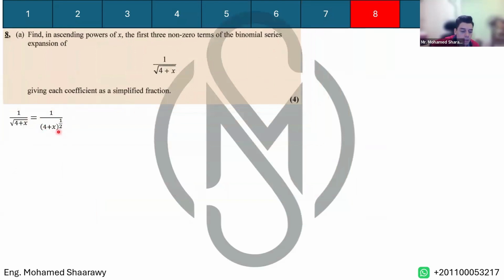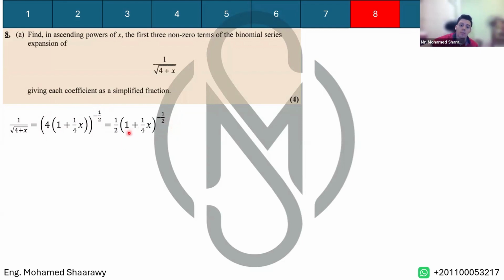So I can write this like that first, and this is our negative half because I turned it upside down. Let me take 4 common factors and then expand the power here and there. 4 power negative half and 1 plus 1 over 4x power negative half also. 4 power negative half is actually half.